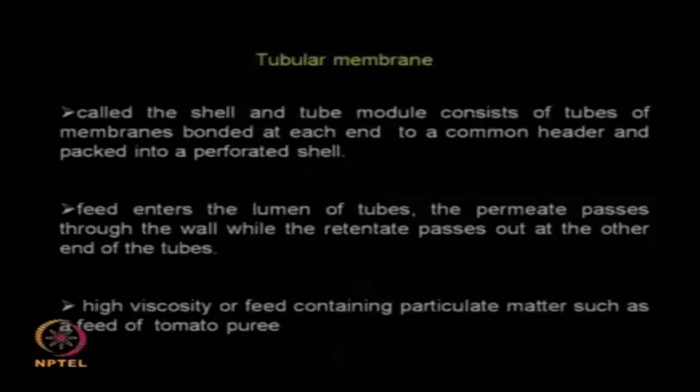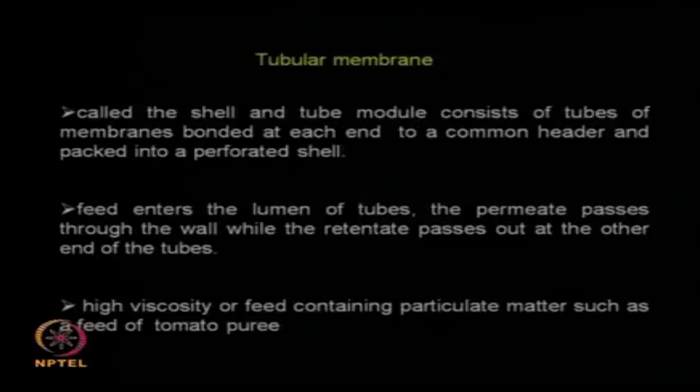Tubular membrane. So it is called a shell and tube module. It consists of several tubes of membranes bounded at each end by a header, and again on the other side you also have a common header. So the slurry flows in, gets distributed, and then the permeate passes through the wall, because the membrane walls are porous. The retentate passes out on the other side, where it is again collected at the header and then removed.